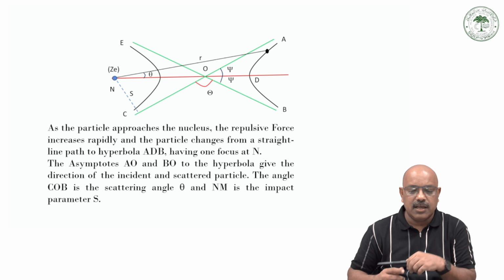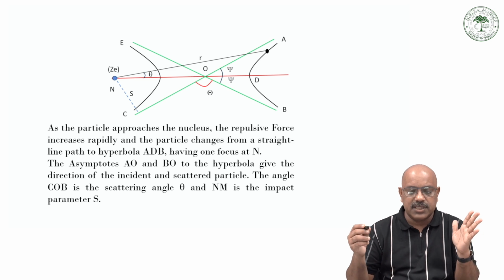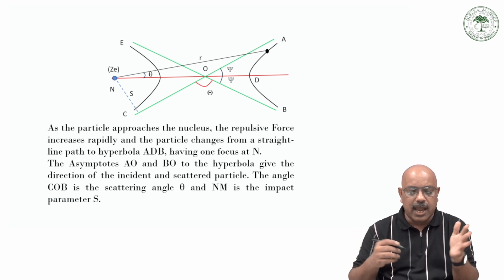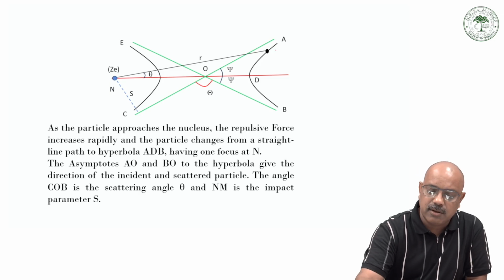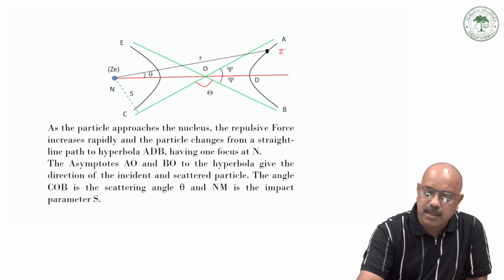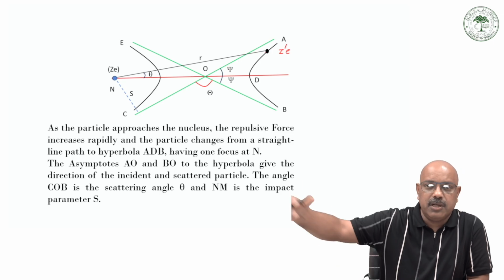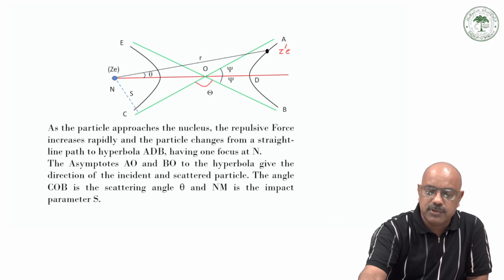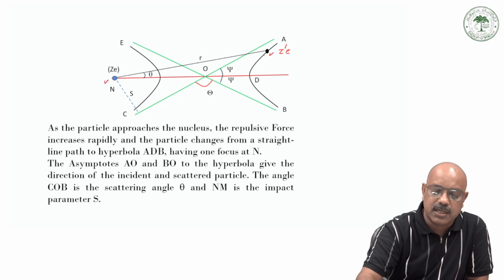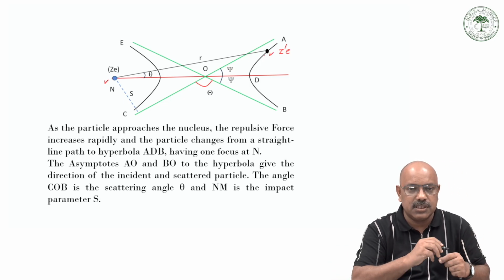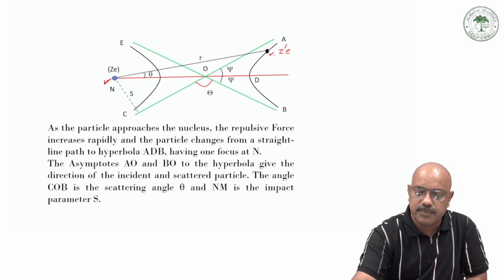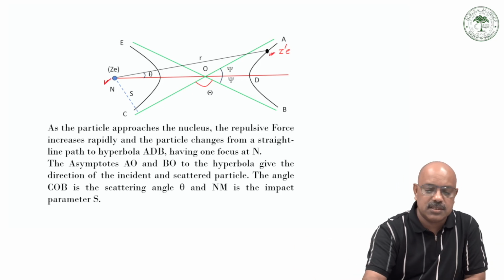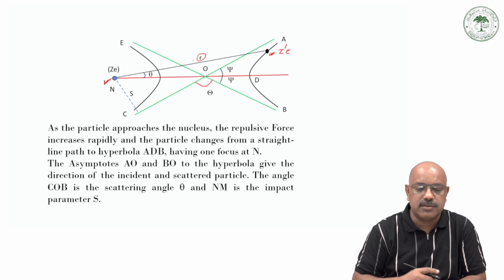Before that, let's see what is happening here. As the particle of charge Z prime e approaches the nucleus from infinity, what is the force direction? Both are charged particles, and the central force acts along the line joining these two. This is what the vector r is.